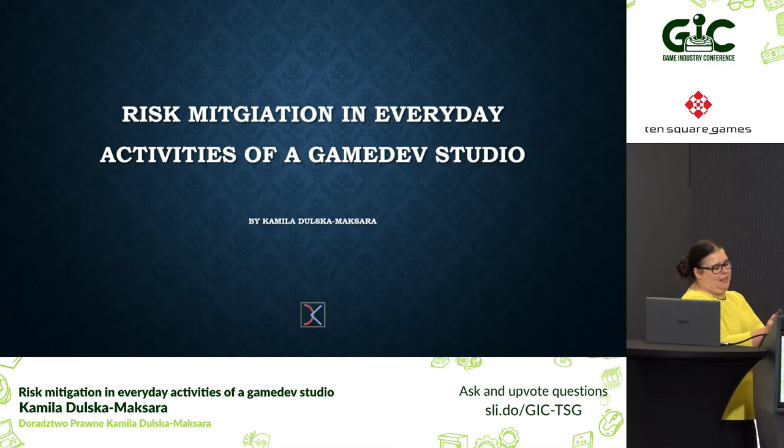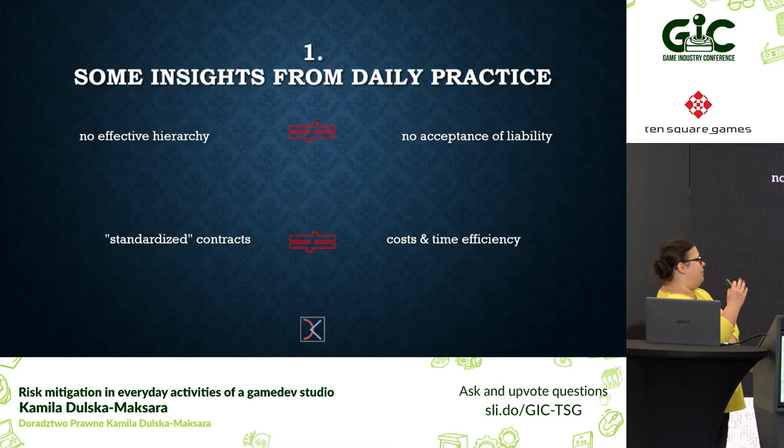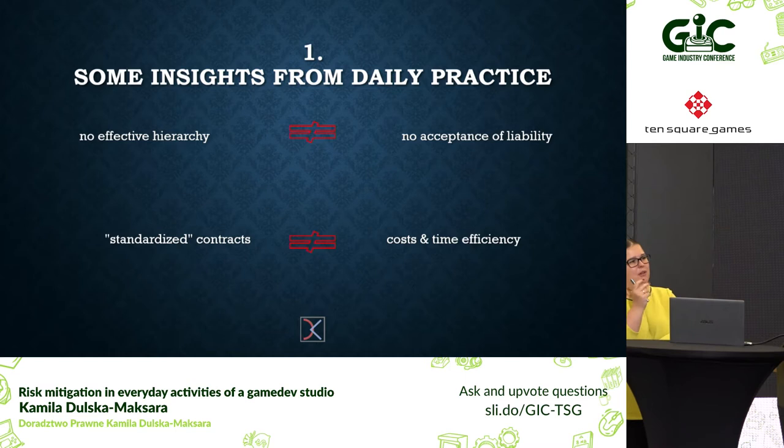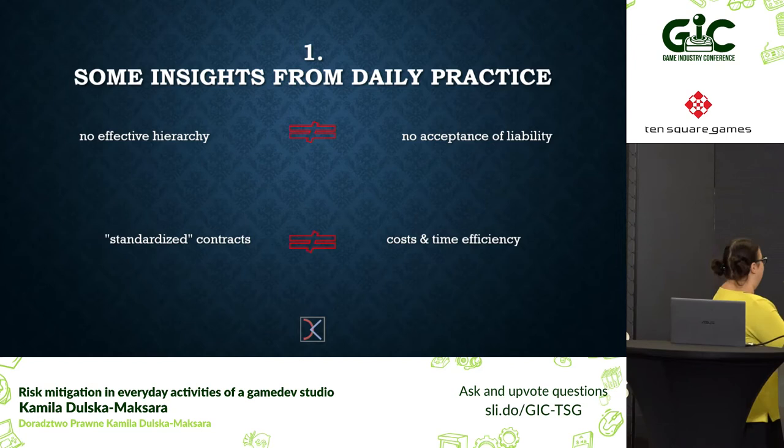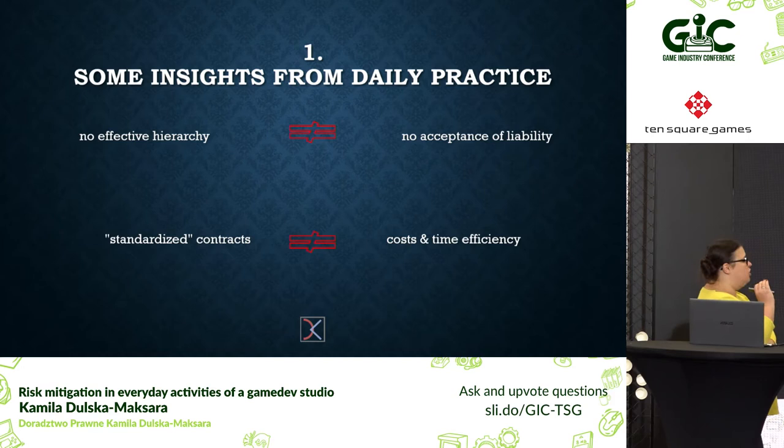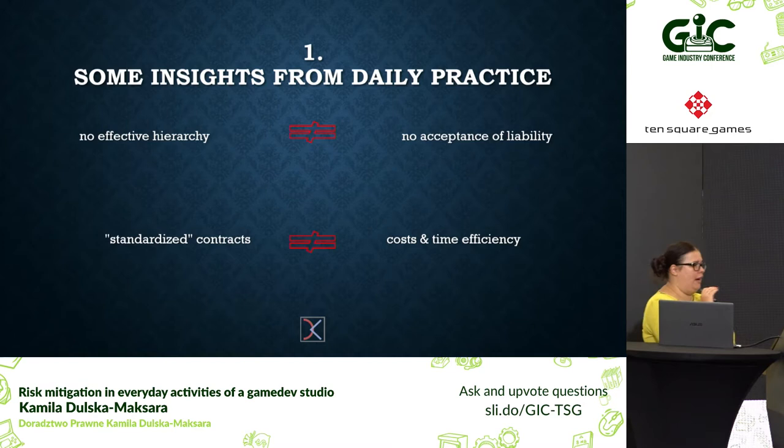So first, I would like to share some insights from my daily practice: the two most common mistakes in thinking amongst game developers. First thing, which is quite strange, but I've met it frequently: having no effective hierarchy doesn't mean that you won't have to accept the liability for acts or omissions of your company.